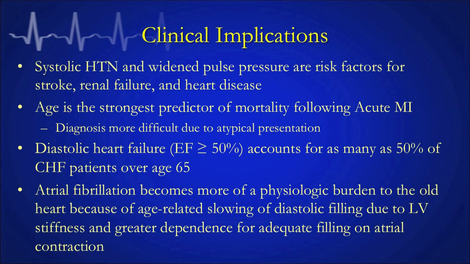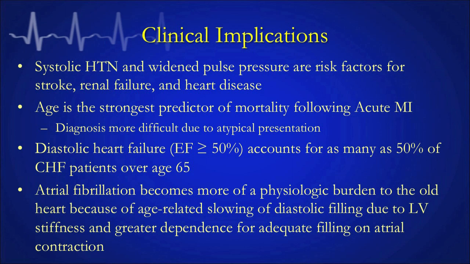So some of the clinical implications, as I mentioned, are that systolic hypertension is much more common as people get older, and systolic hypertension and widened pulse pressure are risk factors for stroke, renal failure, and heart disease. Age is the strongest predictor of mortality following acute myocardial infarction, and we know that there is atypical presentation of myocardial infarction in the elderly, where 1/3 of the patients actually do not present to the emergency room with chest pain. They may have shortness of breath or confusion, so they don't have a typical presentation of acute myocardial infarction.